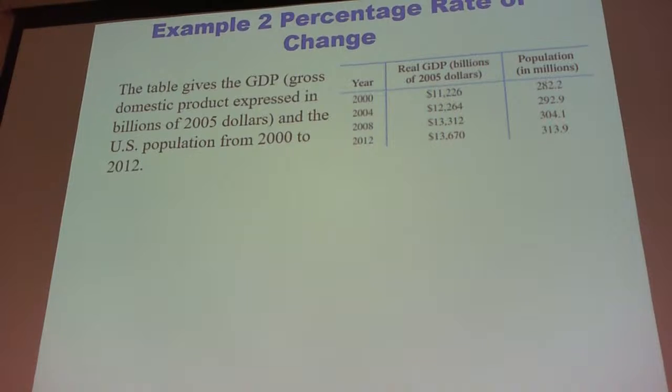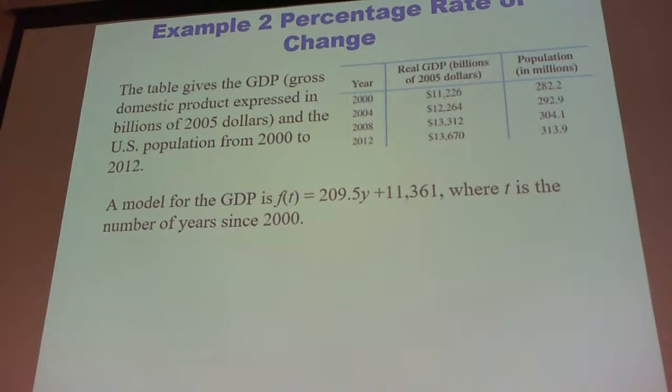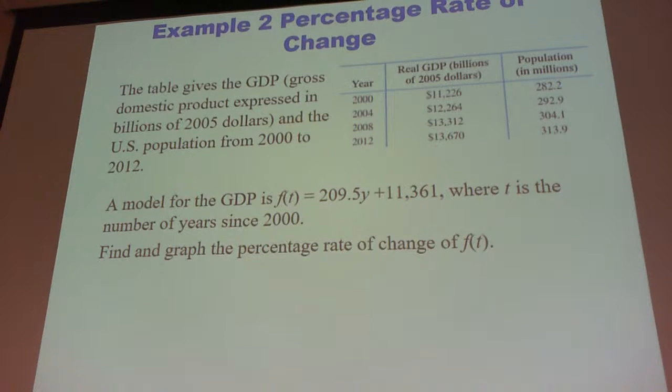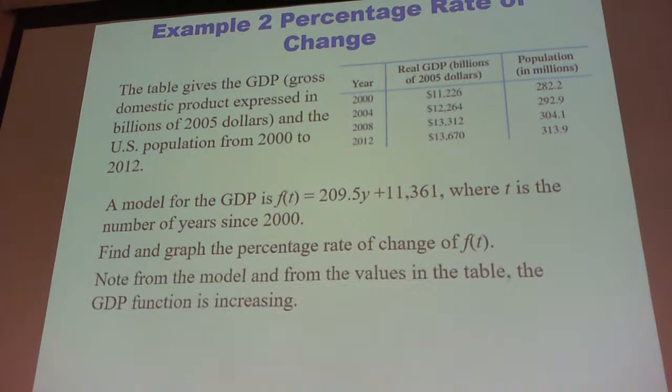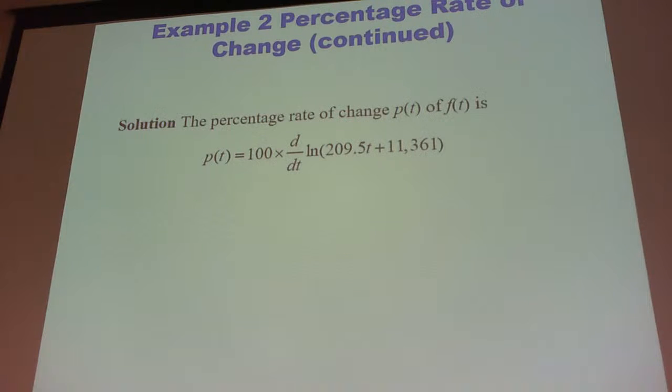U.S. population from 2000 to 2012. This one shows how it's changing. So if I give you a linear model, if I took that data, put it in the calculator, did linear regression, I get f of t equals 209.5t plus 11,361, where t is the number of years since 2000. And I want to find and graph the percentage rate of change. How do I go from data to the linear equation to eventually the formula that we're going to end up with? Here's how we do it.